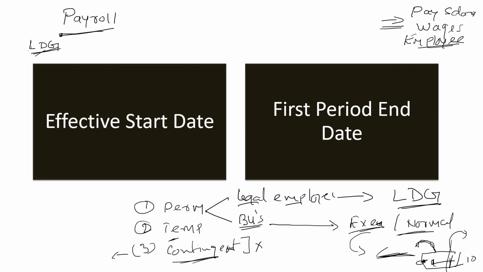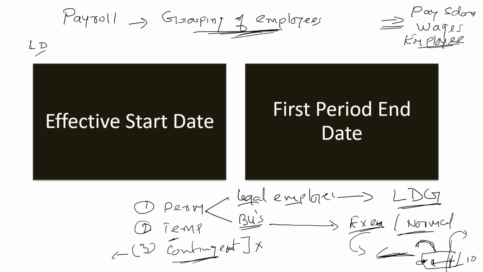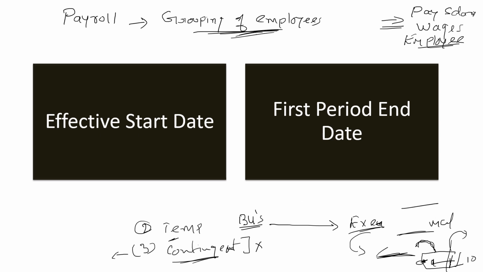So when it comes to payroll in general terms, it is known as a grouping of my employees for whom we are going to pay or process the salary. If we know what exactly we mean by payroll, in general it is a grouping of employees to process the salary at the end. So this is how we can understand the definition of payroll.